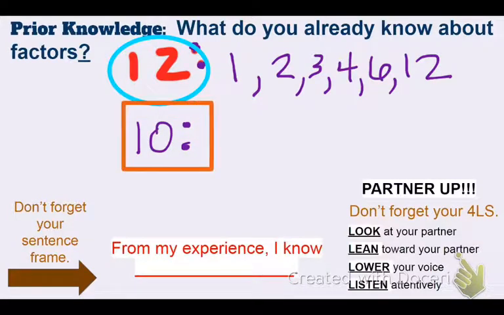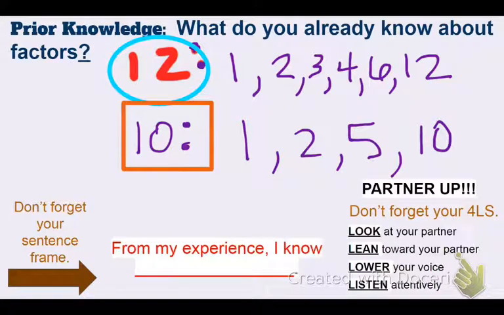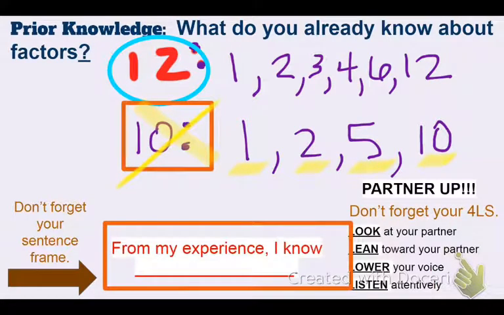Let's look at 10. What are the factors of 10? Well, 1 times 10 and 2 times 5 will give you 10 if you multiply. So the number 10 has 4 factors. From my experience, I know that factors are the numbers you use to multiply in order to get a number. And some numbers have more factors than others, like 12 has more factors than 10.